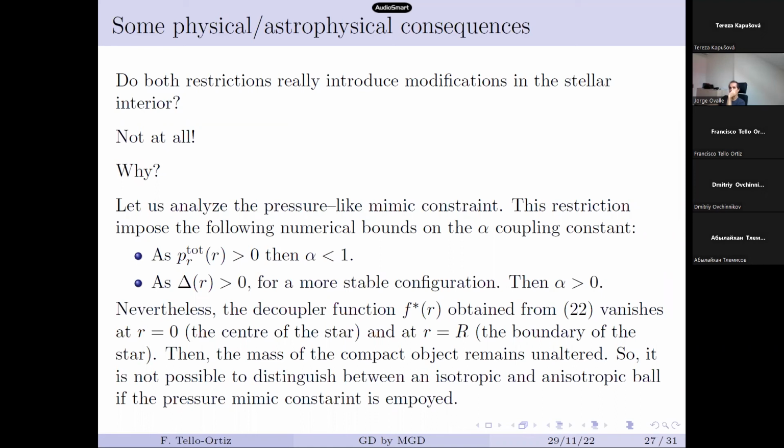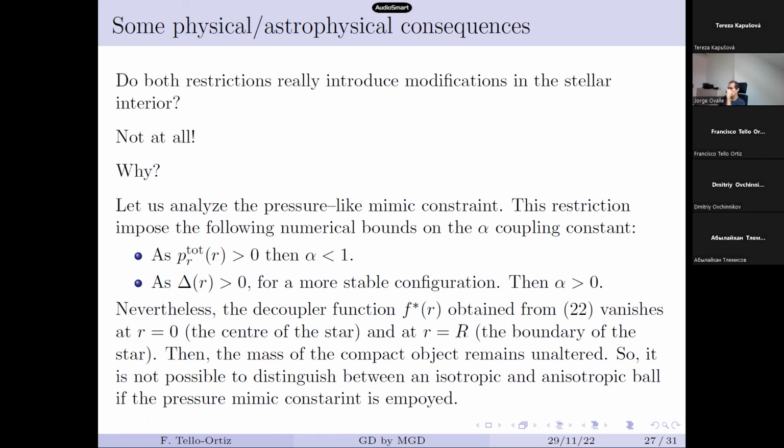is that when you evaluate the decoupler function at the center, this function vanishes. Okay, this is correct because the F function is involved with the deformation of the radial metric potential. And as you know, the radial metric potential is related with the gravitational mass. And we know at the center of the stars, the mass is 0. Then F should be 0 at the center. This is not the problem.